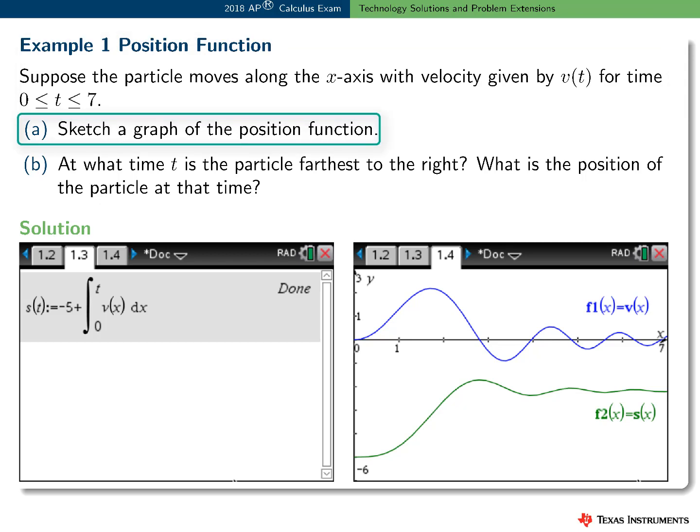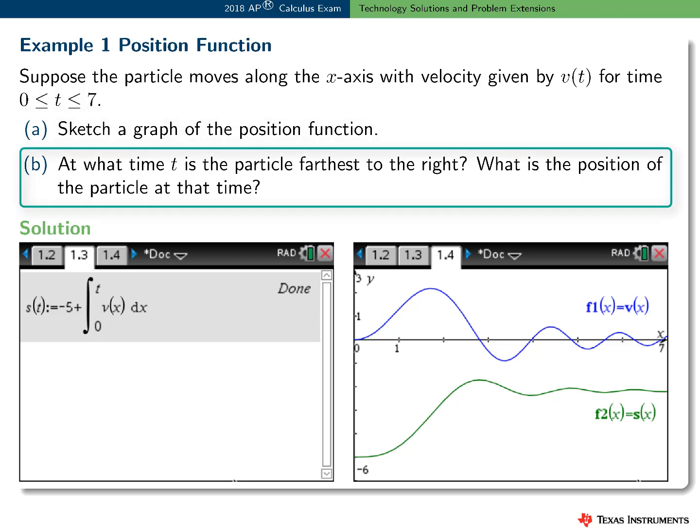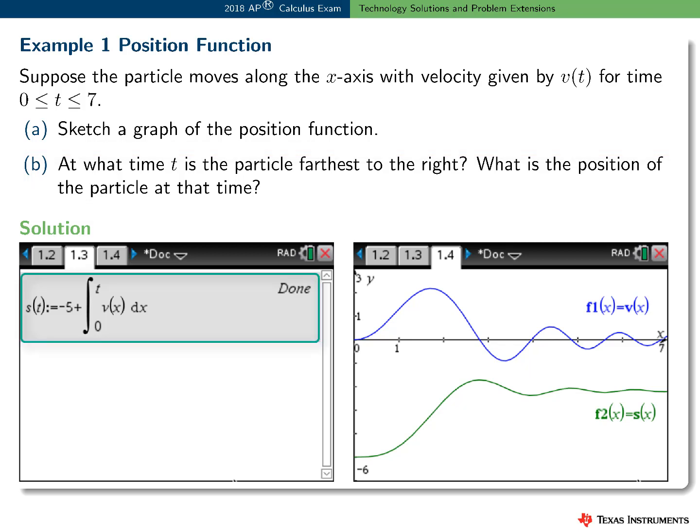First, sketch the graph of the position function of the particle, and then find the time t when the particle is farthest to the right. Oh, and find its position at that time also. I'm going to use technology to solve part A and leave part B for you.